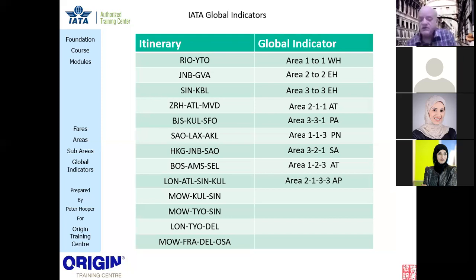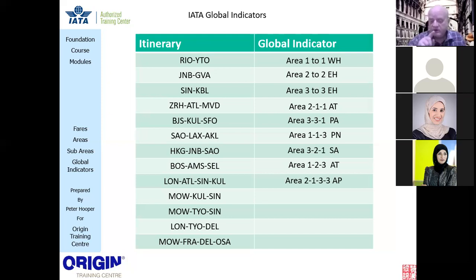Now, here's an interesting one. London is area 2. Atlanta, area 1. Singapore, 3. Kuala Lumpur, 3. So when I go from London to Atlanta, area 2 to area 1, have I crossed an ocean? Yes, the Atlantic.